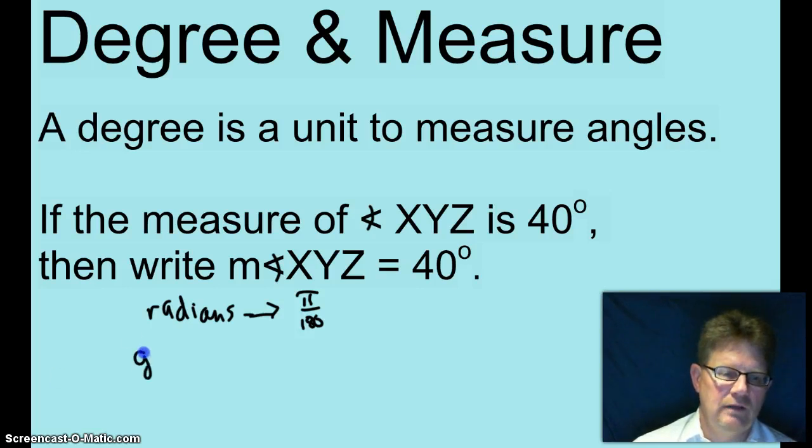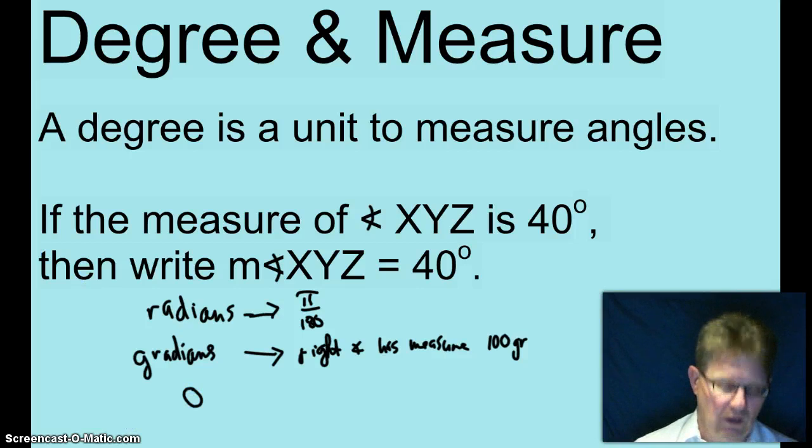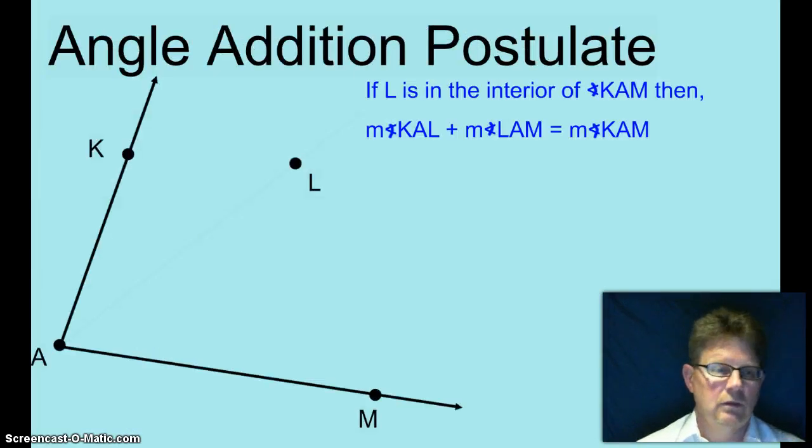Another way to measure angles is called gradians, and that is where a right angle has a measure not of 90 degrees, but of 100 gradians. They sometimes use that in construction, but we will use degrees in this class. So let's go ahead and talk about the different angles. Never mind, not yet.